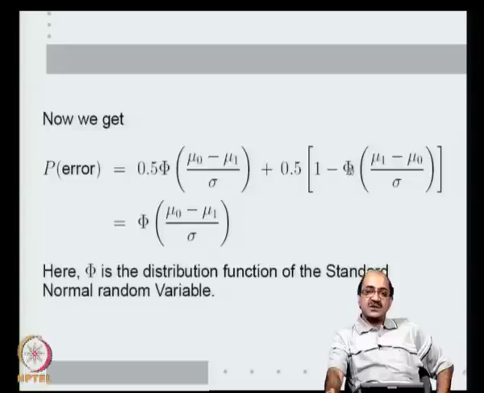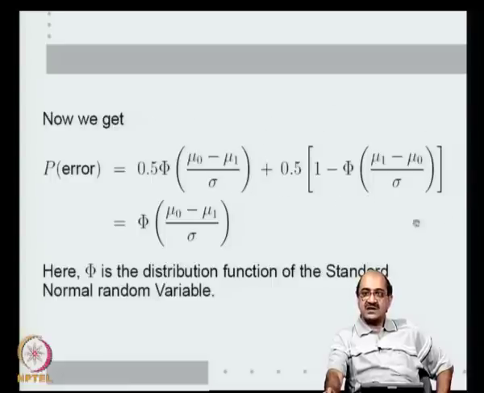Because the distribution function of the standard normal is symmetric, phi of 1 minus phi x is equal to phi of minus x. What is in these big brackets here is the same as this. So, the 0.5 goes away, and the error becomes this. So, for equal variance, with both class conditional densities being normal, this is the Bayes error.